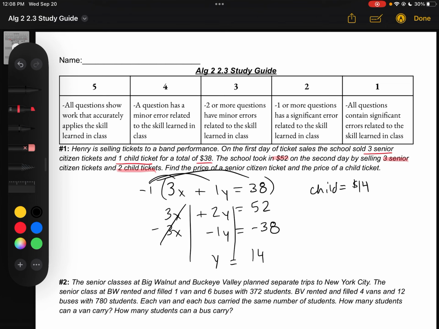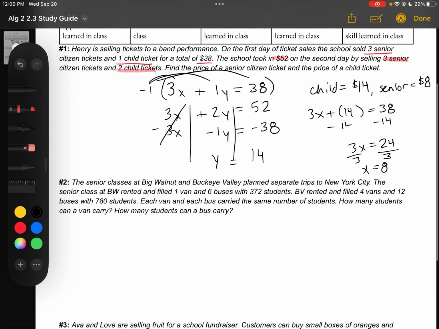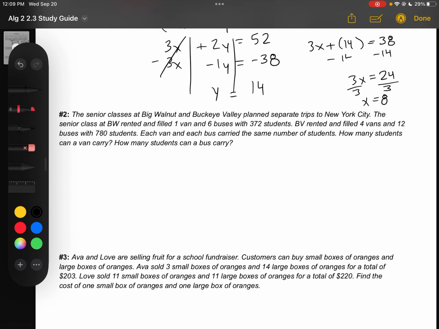And then we go back to our equation and we plug back in, so we can choose the first or the second one. So rewriting this, 3x plus 1y, which is 14, equals 38. Subtract 14 from both sides, we'll get 3x equals 24. Divide by 3, get x equals 8. And this tells us that a senior is $8. And that's what they're asking us, the price of a senior ticket and the price of a child ticket.